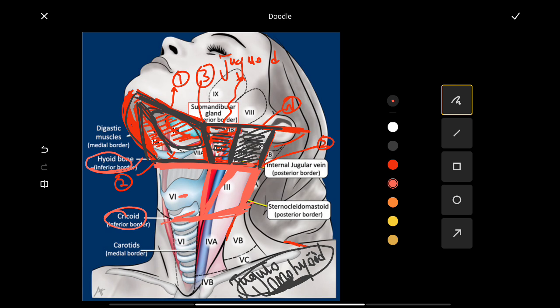Level 4 is the same as lower internal jugular nodes, or lower deep cervical lymph nodes, or inferior deep cervical lymph nodes. Also very simple. Superiorly is cricoid, right? That's the superior border. Let's use a different color here. Superior border is at level with the inferior border of the cricoid cartilage. The inferior border is at level with the clavicle.